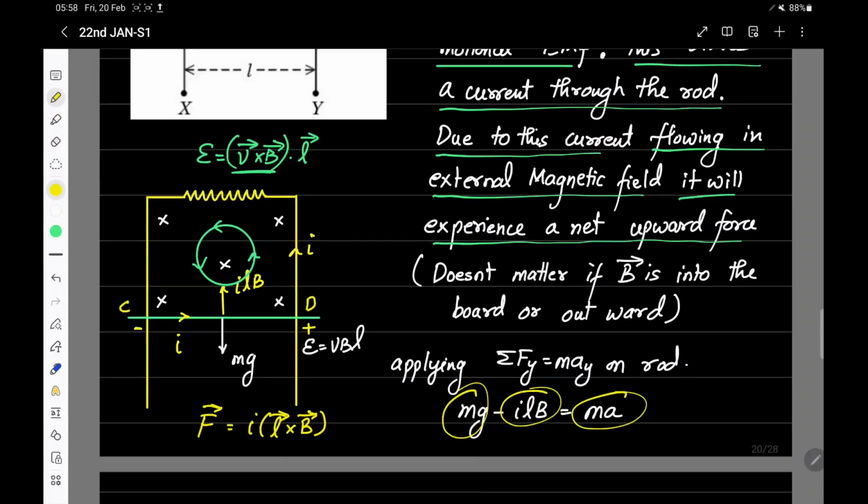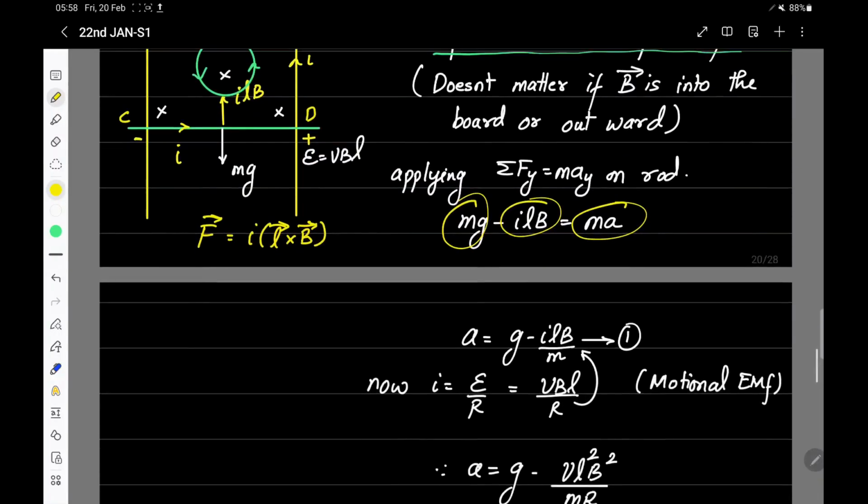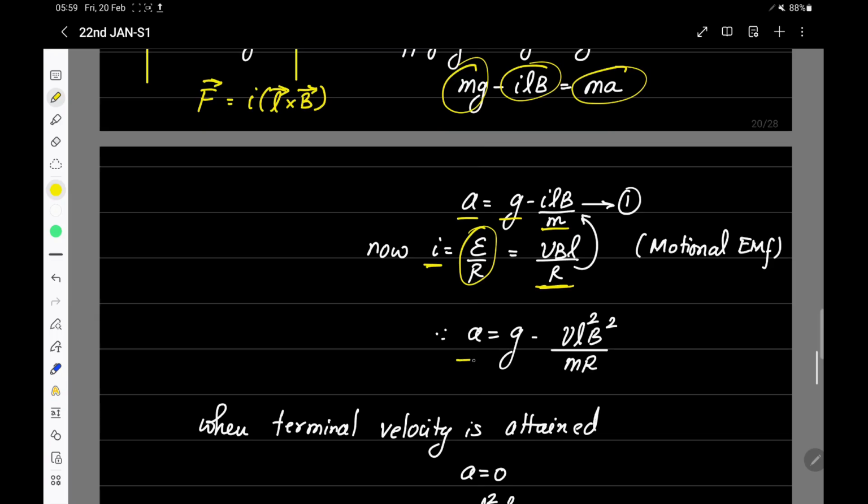is equal to ma. Rearranging the terms, you will get acceleration as g minus ILB by m. But what is the current I? The current I is motional EMF by resistance, which will be VBL by R. We can substitute this value into the acceleration equation and we'll get acceleration is equal to g minus V into L square B square by mR.